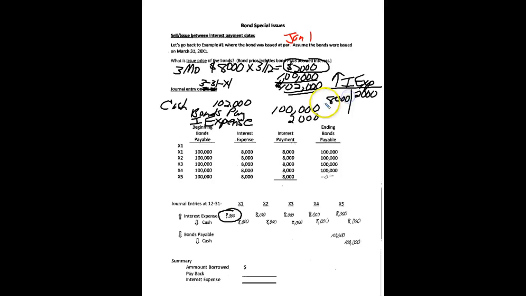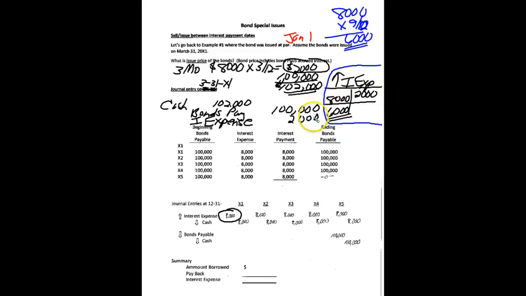Okay? So when we post that, we're going to end up at the end of the year with $6,000 in interest expense. And that's exactly what we would want for the first year, right? Because in the first year of the $8,000 of interest, we really would have incurred 9 out of 12 months of that, which is $6,000. So interest expense should be $6,000.